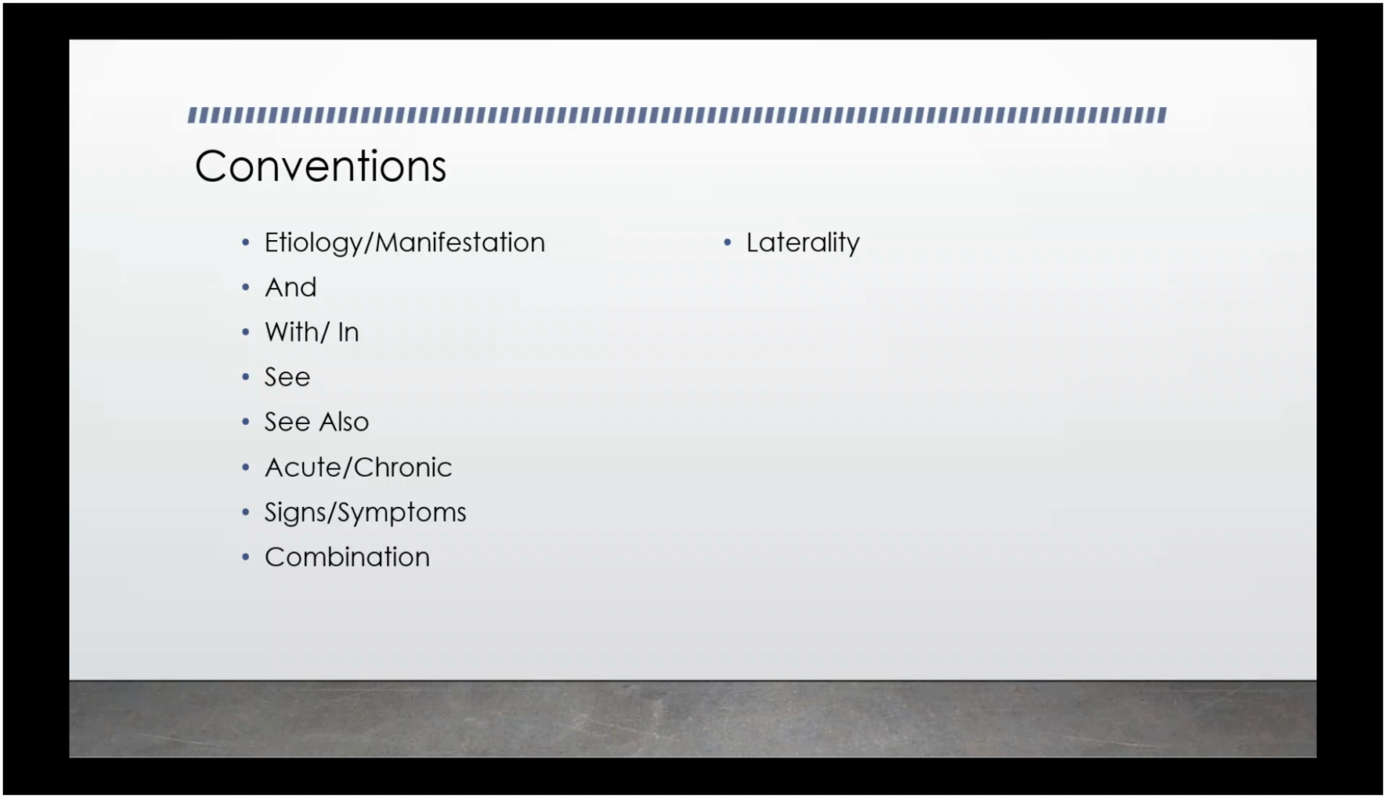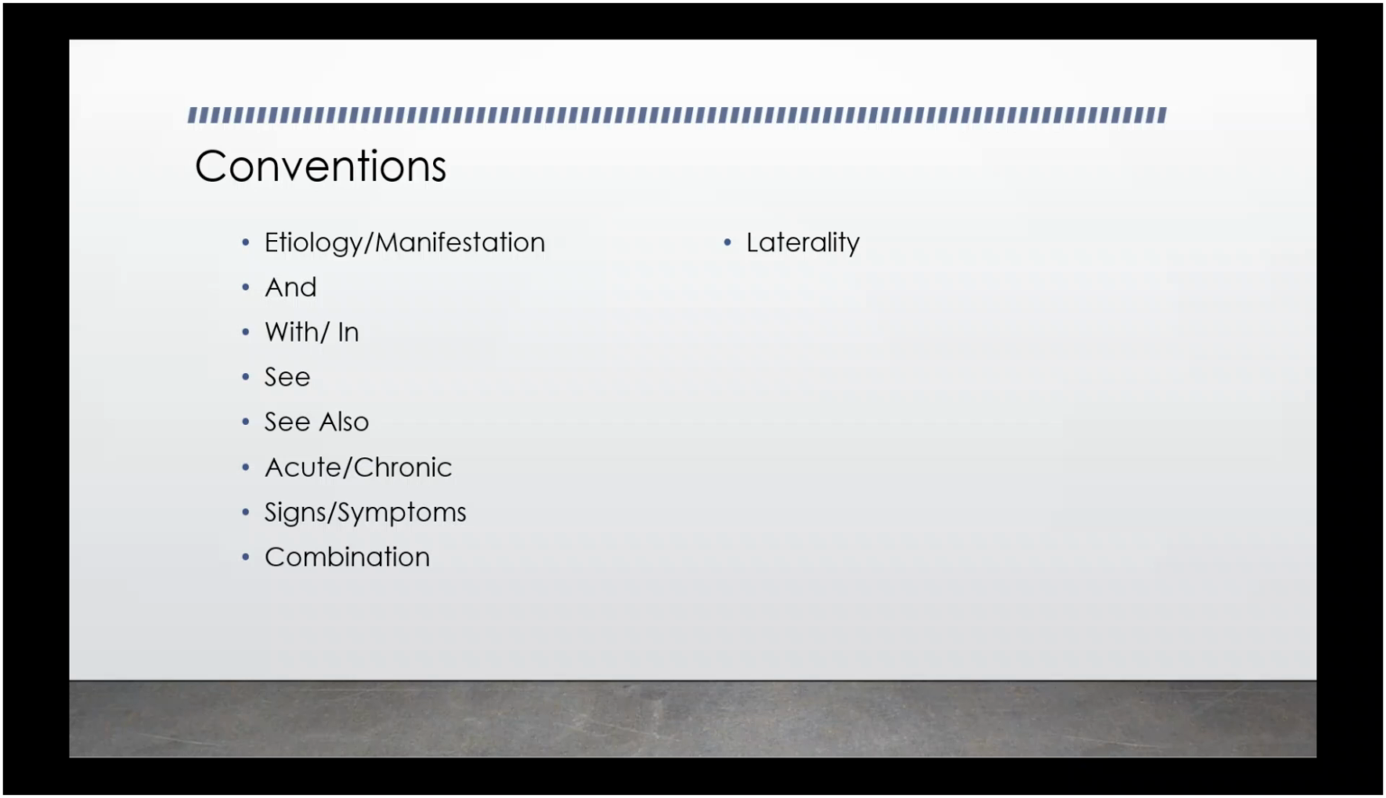And at the same time, if the doctor says it's not due to that condition, such as we have heart failure and we have hypertension, but he says it's not due to the hypertension or it's not hypertensive, then we would code simply hypertension and heart failure.